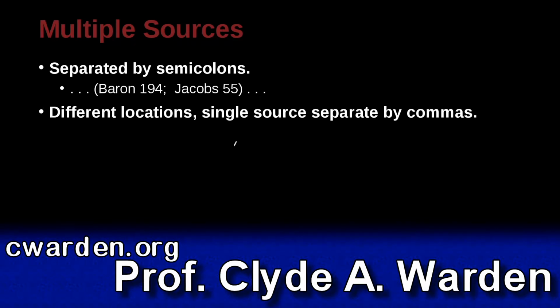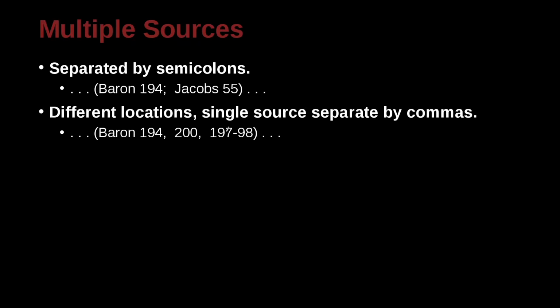Different locations inside the same source, you separate with a comma. So for example, Barron, 194. What is 194? Page number. 200. What is 200? Page number. These two are inside the same paper by Barron. Also, 197, 298. That is 2 pages. And where are they? They are also all inside the same research paper. So, Barron, here, here, and here. All the same source. Single source.